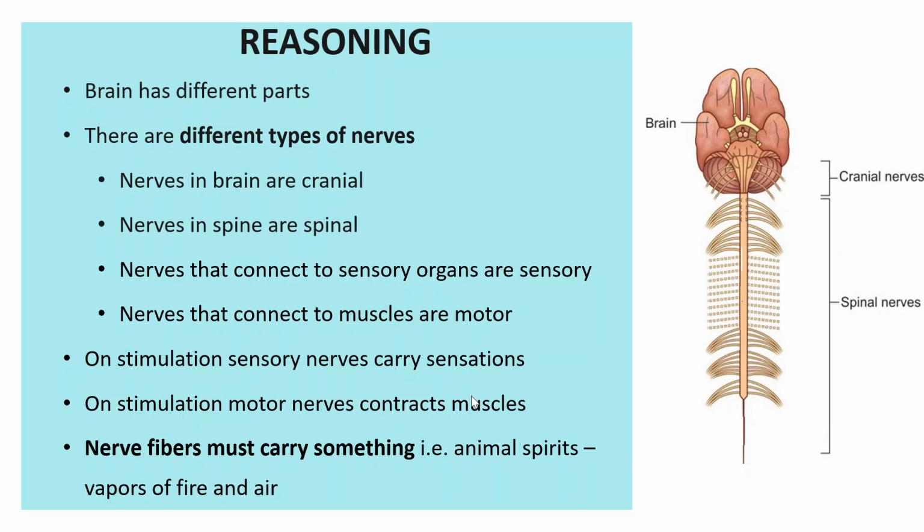Nerves that connect sensory organs to the brain are called sensory nerves, and nerves that are connected to muscles are called motor nerves. Okay, so they did a stimulation experiment. So what is stimulation? Basically, they put pressure on the nerves and they observed what happens. Generally, when you put pressure on sensory nerves, they cause sensations, and when you put pressure on the motor nerves, they cause contraction of muscles.